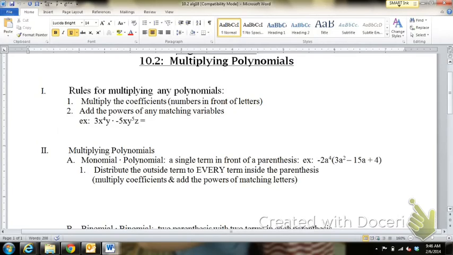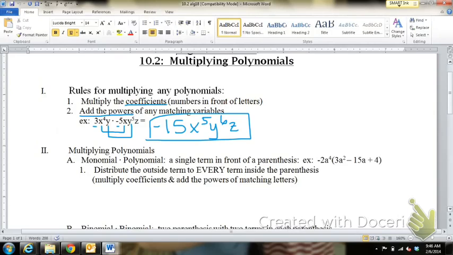You always want to multiply the coefficients. Okay, so that happens first. So 3 times -5 is -15. And then remember you add the powers. So x to the 4th and x makes x to the 5th. Y and y to the 5th makes y to the 6th. And that z just gets tacked along. We're going to do this just a whole bunch of times.